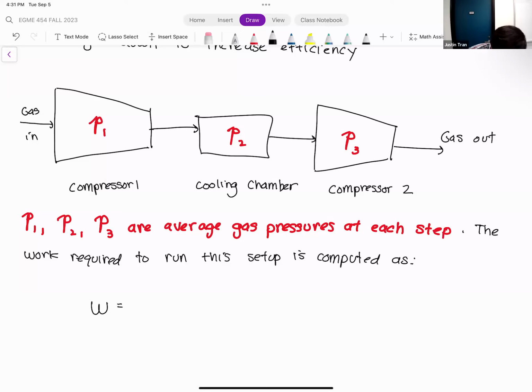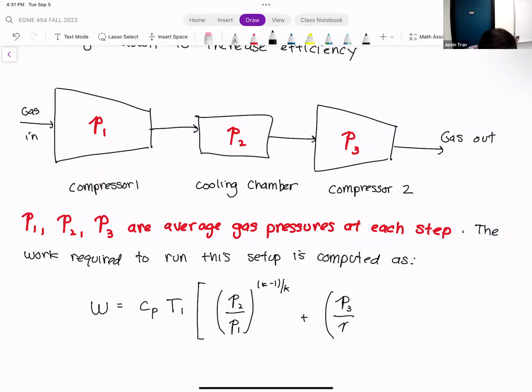We have work is equal to Cp multiplied by T1 multiplied by the ratio of P2 to P1, all raised to the (k minus 1) divided by k power, plus the ratio of P3 to P2 raised to the (k minus 1) divided by k power, minus 2.